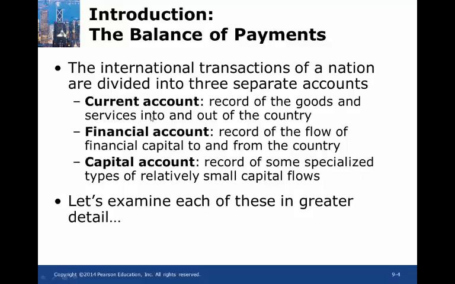So, as I said, as part of the balance of payments, on the one side we have the current account. On the other side, we have the financial and capital accounts. Of the two of these things, the financial account makes up a much, much larger portion than the capital account. And we'll examine them in greater detail.